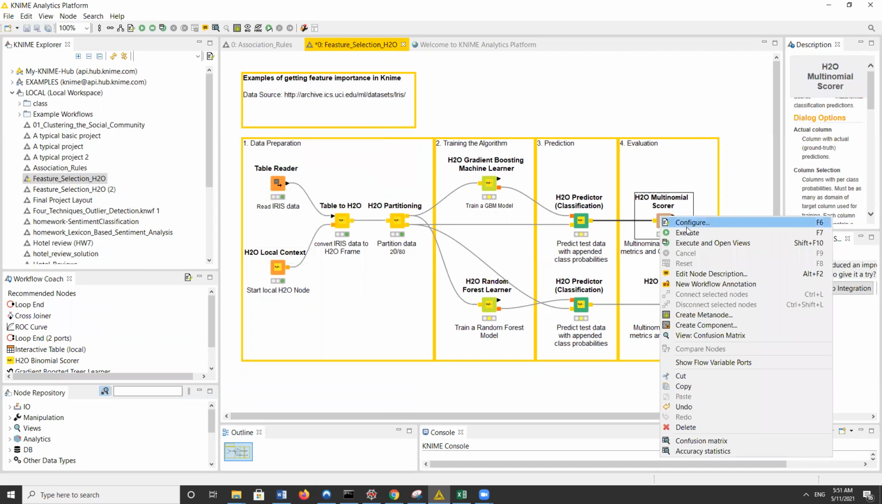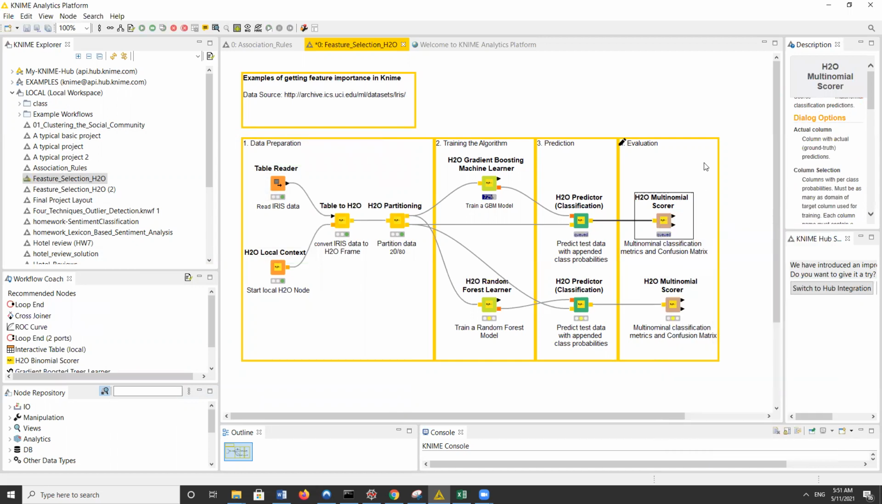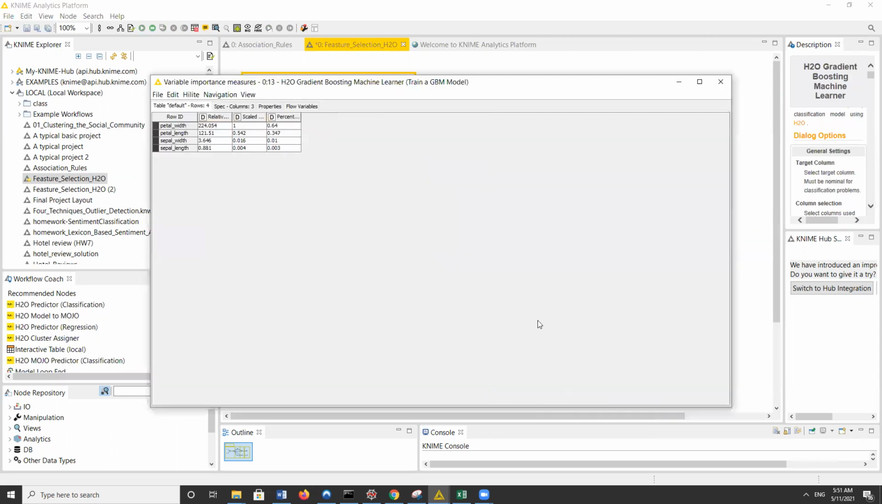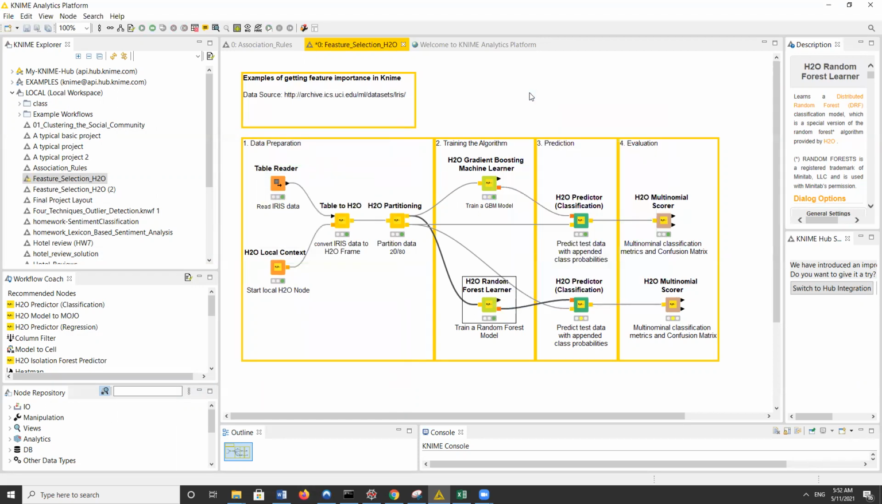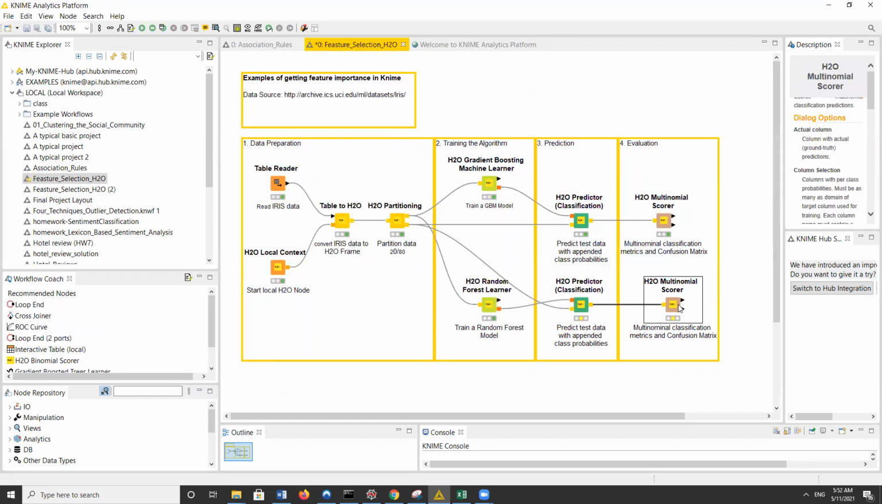So again, let me just come here. Let me go back here again. So variable importance, petal widths and lengths are more important. Anyway, so let's just train and come here and execute.